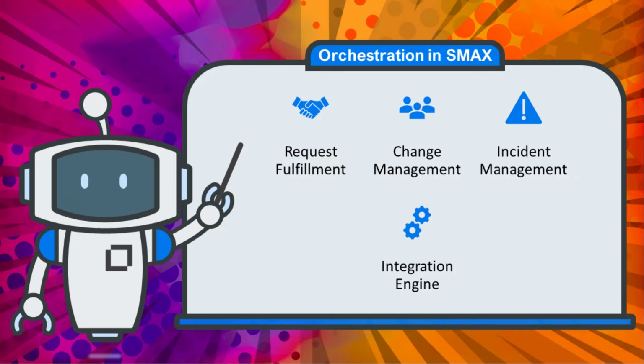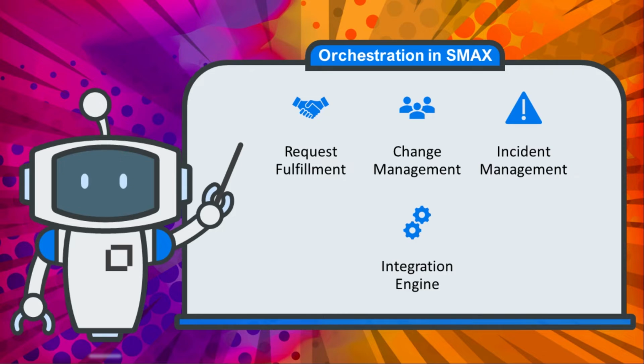Of course, you can have your custom applications, but I will try to focus a little bit on the ones that are available out of the box, like, for example, request fulfillment. When an end user opens a new request, then you have the possibility to involve orchestration in order to automate the fulfillment of that request.